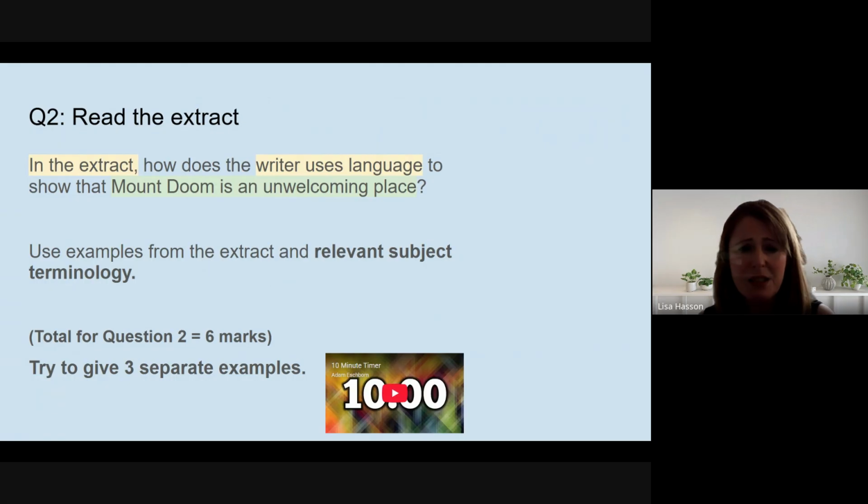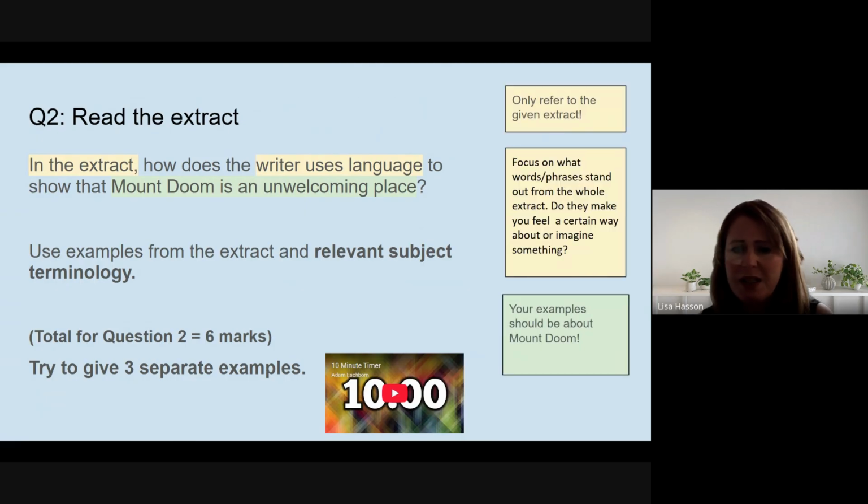Do not be tempted to feature spot. Don't be tempted to read through the extract and go, oh, the writer used a simile, the writer used a metaphor, and the writer used personification, and then explain what it means, because that's not going to hit the mark. We want 3 pieces of language, 3 examples of language that actually show us that Mount Doom is an unwelcoming place. And then we need to peel that back and look at what techniques the writer has used to tell us that.